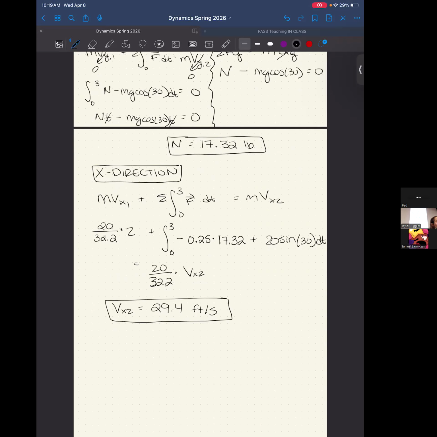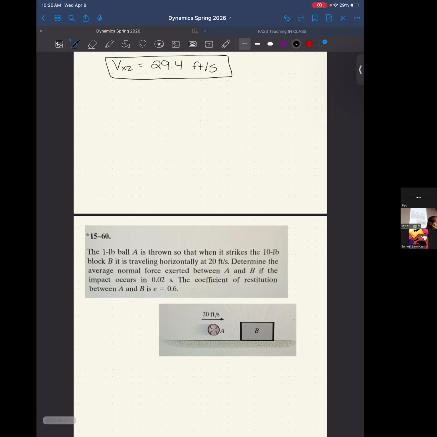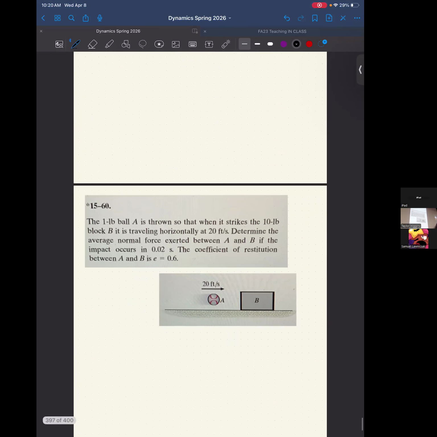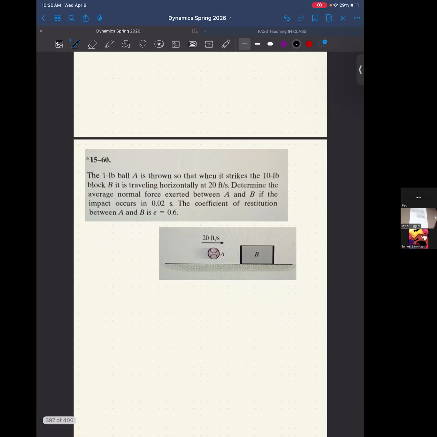All right, questions? Okay. The next two are gonna be impact problems. So we have two particles that are gonna run into each other. Here we have a ball hitting a block. So the 1 pound ball A is thrown so that when it strikes the 10-pound block B, it is traveling horizontally at 20 feet per second. Determine the average normal force exerted between A and B if the impact occurs in 0.02 seconds. The coefficient of restitution between A and B is e equals 0.6.